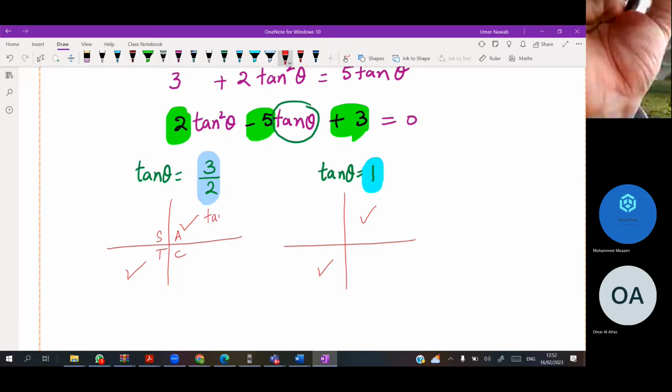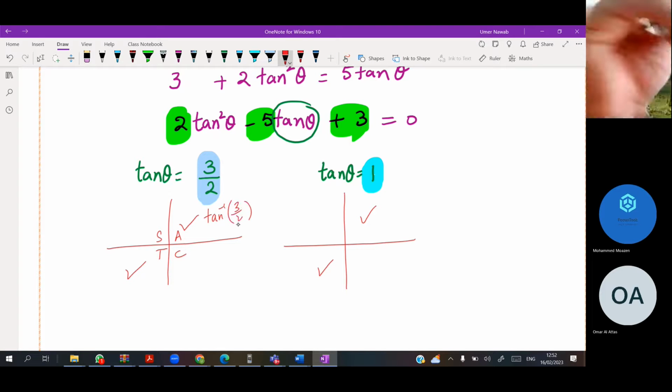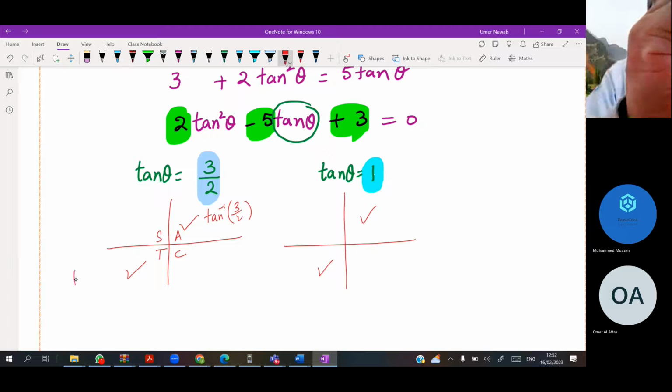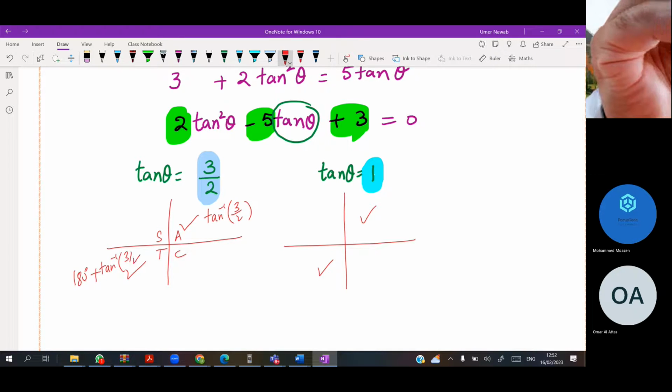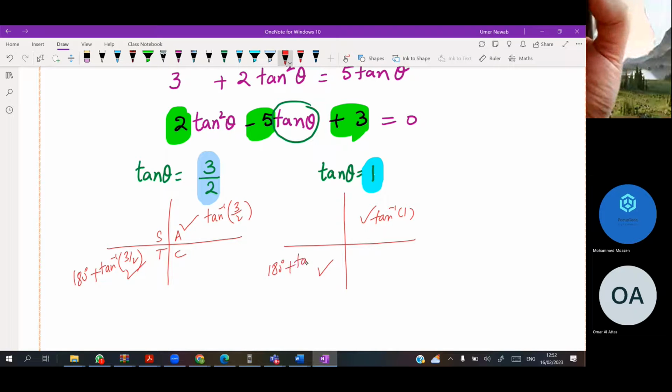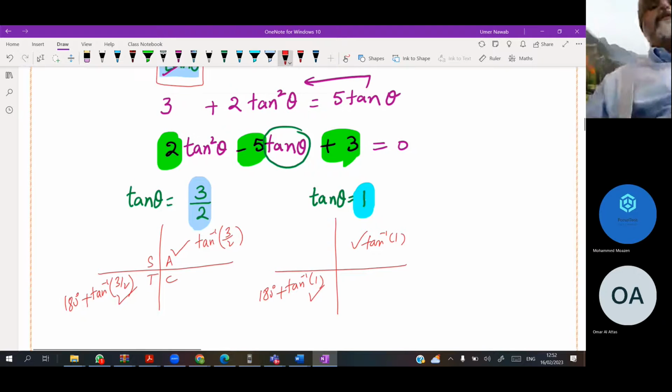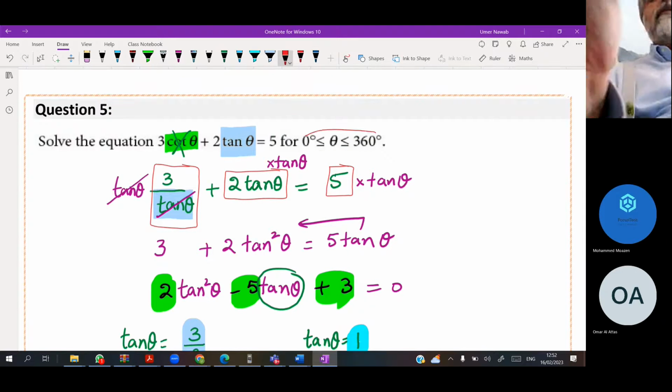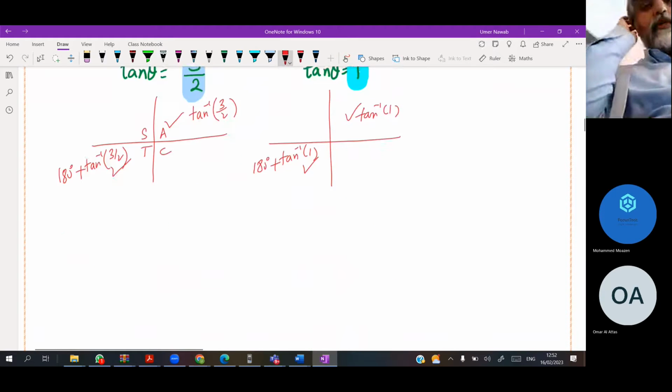I need to get my acute angle and then transfer the acute angle to the third quadrant: 180 plus inverse tan of 3/2, inverse tan of 1, and 180 plus inverse tan of 1. Is it easy? No objection?